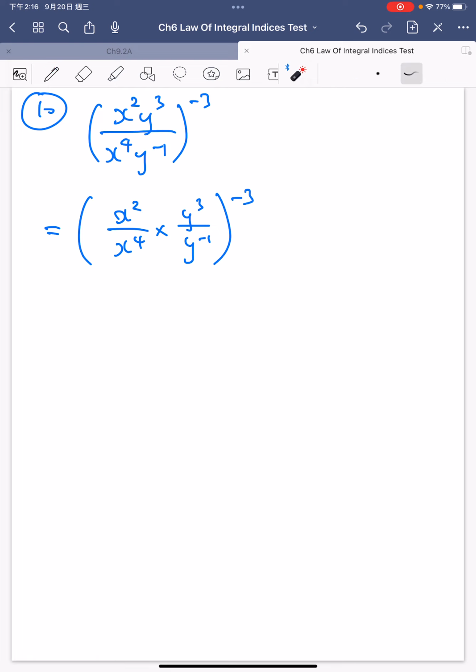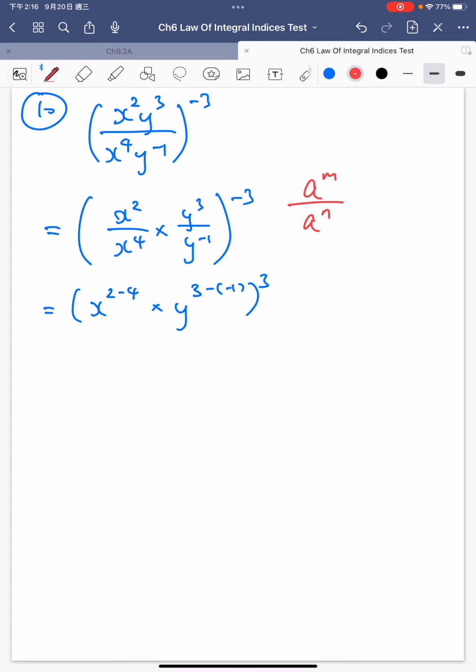So after we separate it, then we can do this thing to get x to the power of 2 minus 4 times y to the power of 3 minus 1, and the whole thing to the power of 3. So again, in this part, we're using our formula, a to the power of m divided by a to the power of n is equal to a to the power of m minus n. So now we can simplify to get x to the power of negative 2 times y to the power of 4, and the whole thing to the power of 3.